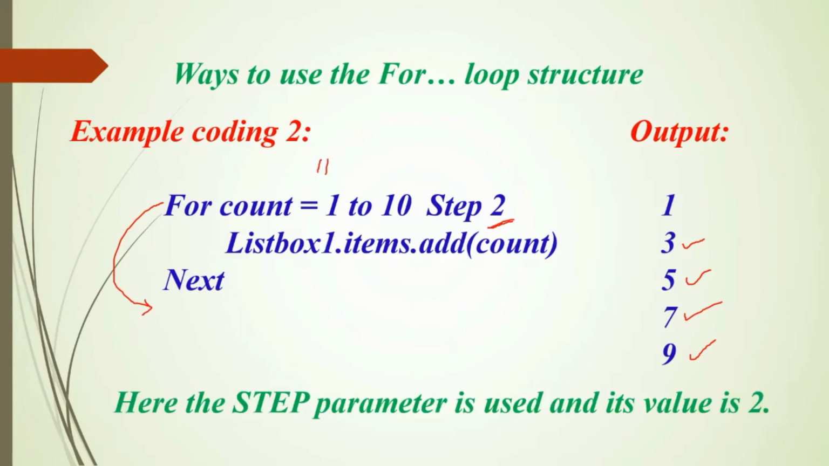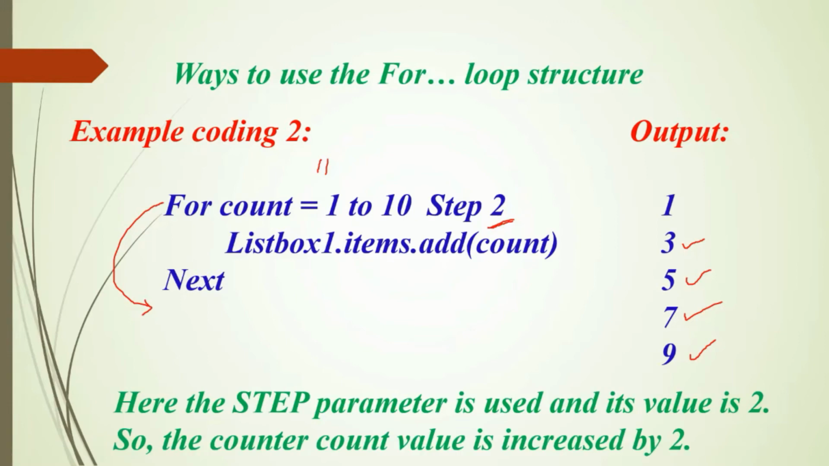So the step parameter is used and its value is 2. The name of the counting variable is count. In the previous example, the name of the counting variable is I. Its value is increased by 2.